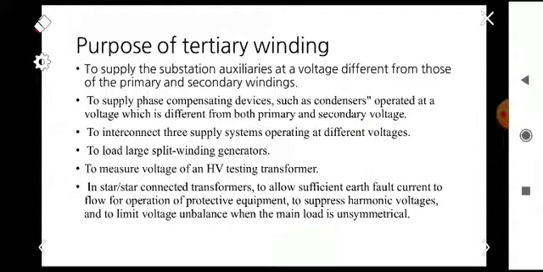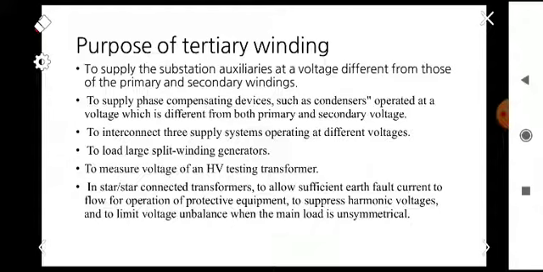And to interconnect three supply systems operating at different voltages, to load large split winding generators, and to measure voltage of a high voltage testing transformer, and also in star connected transformers to allow sufficient earth fault current to flow for operation of protective equipment, to suppress harmonic voltages and to limit voltage imbalance when the main load is unsymmetrical, that is, when the main load is unbalanced.